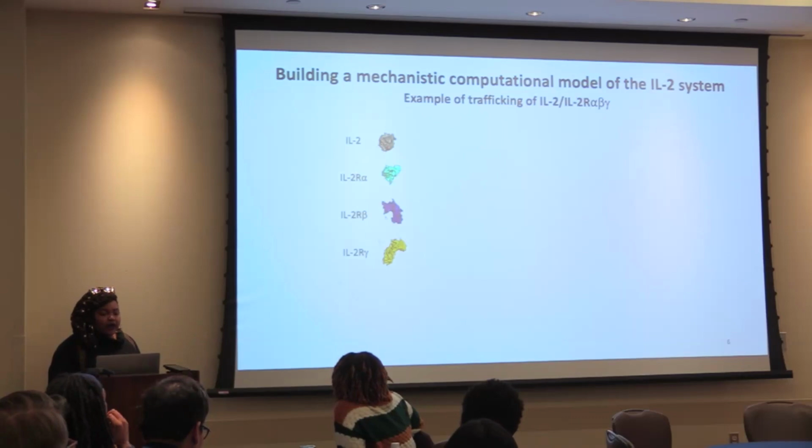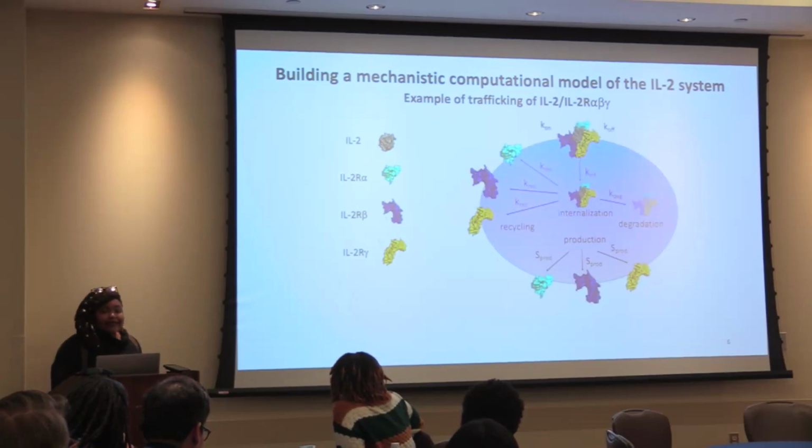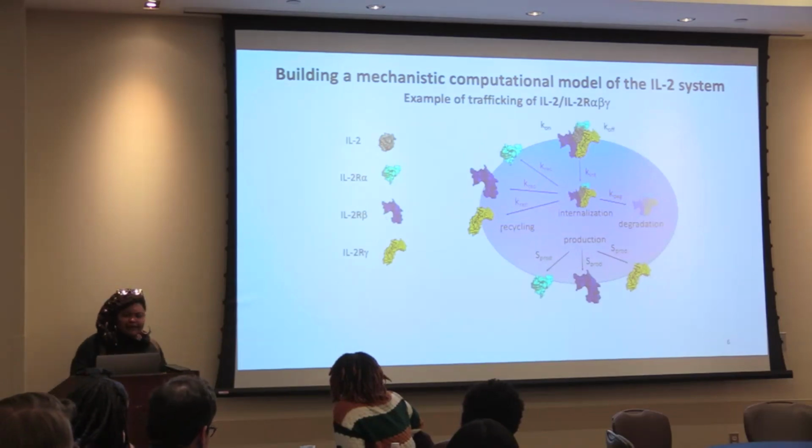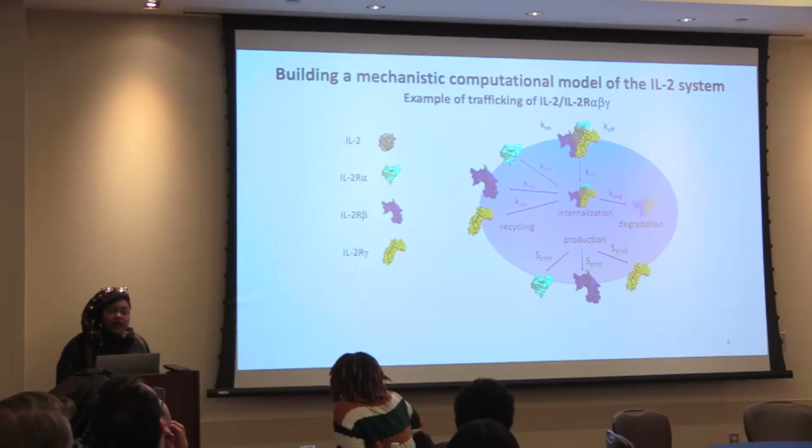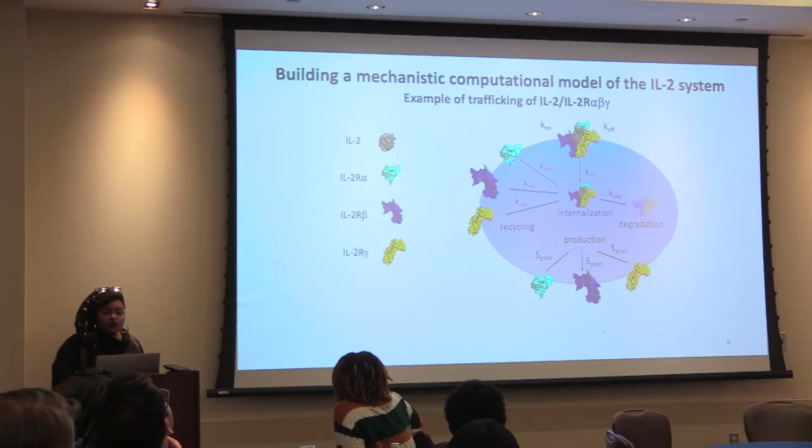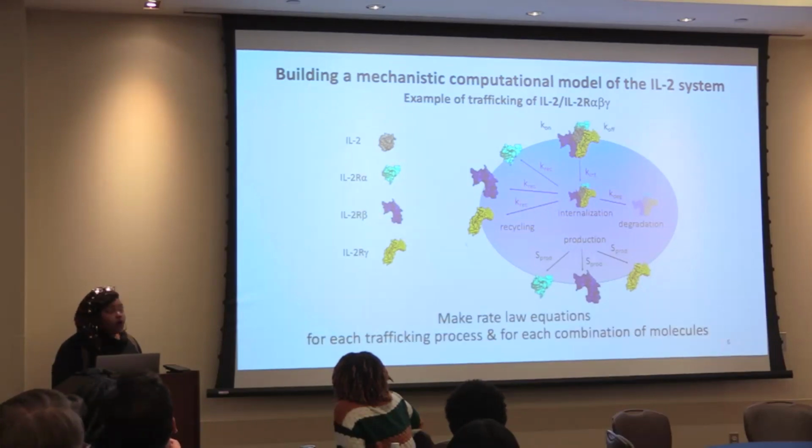You also want to think about, okay, well, we want to traffic these particular molecules, these ligand receptor complexes. So when we think about trafficking, we have to think about things like internalization of the ligand receptor complex. We have to think about recycling, degradation, production. And what we basically are doing is writing rate law equations for each one of these particular reactions for each combination of these molecules, right? So we have about 30 of these parameters that we're dealing with, and we have about 15 of these molecules.